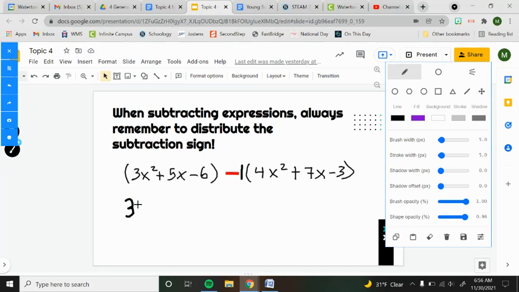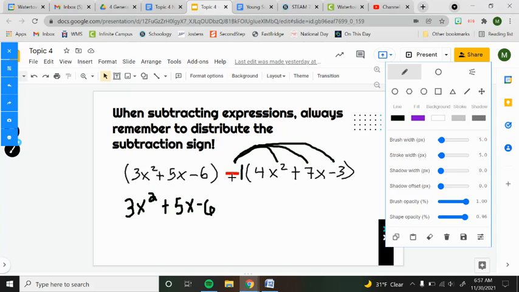So I'm just going to rewrite this: 3x squared plus 5x minus 6. Now here's the added element. We're going to distribute this -1 to each expression in the parentheses. Another way to think about this is when you have just a -1, all you're doing is switching the sign of everything on the inside of the parentheses. So if it's positive, it's going to become negative. If it's negative, it's going to become positive.